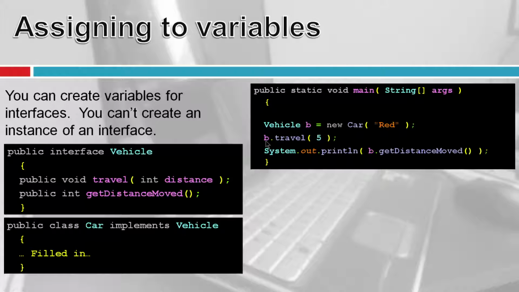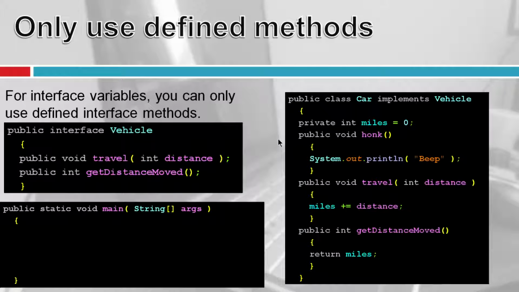So I can call the functions on variable B. I can call the vehicle functions travel and getDistanceMoved. So you can see in the program I can still call that. Now for the interface variables, you can only use defined interface methods, and this is key because this will be on the exam. At least one question like this will be on the exam, or at least in the tests that we have here, because it'll define what you know about interfaces.